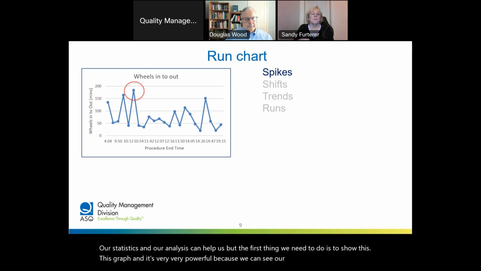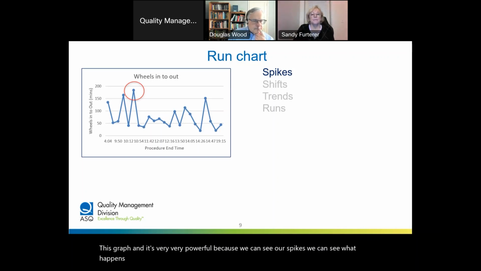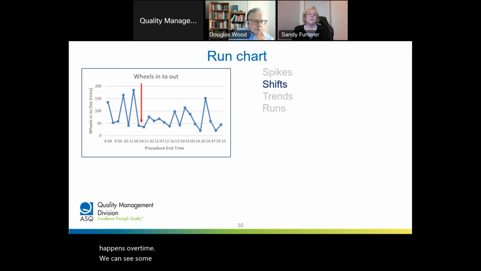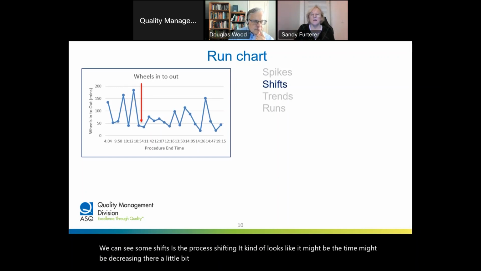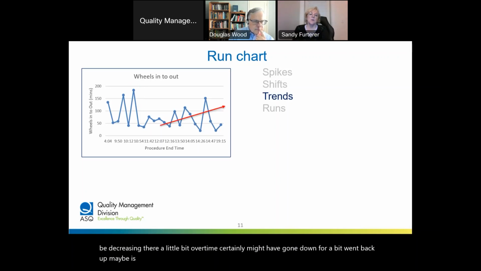We can see what happens over time. We can see some shifts. Is the process shifting? It kind of looks like it might be, the time might be decreasing there a little bit over time. Certainly might have gone down for a bit, went back up maybe. Is it starting to have a trend where it's trending back up? It seemed to maybe be trending down. Is it trending back up?